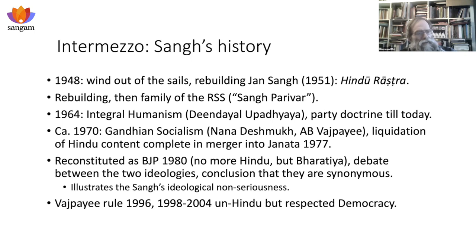So there was a rebuilding going on, and the RSS created a lot of daughter or front organizations: a student organization, a trade union, a religious organization, the VHP. And so the political party is one of that family of the Sangh. In 1964, Dindayal Upadhyay, who for a time was also the chairman of the party, launched this doctrine of integral humanism, which is the official party doctrine till today.